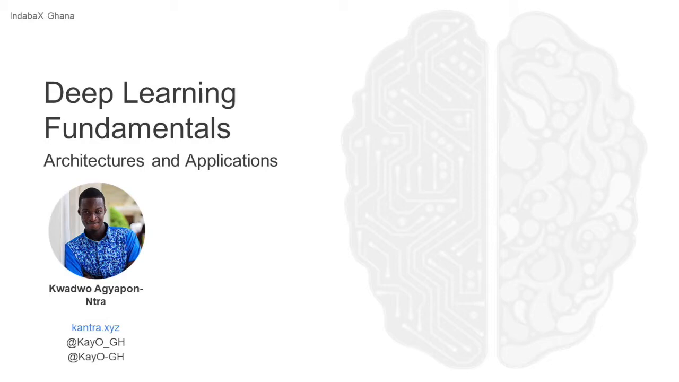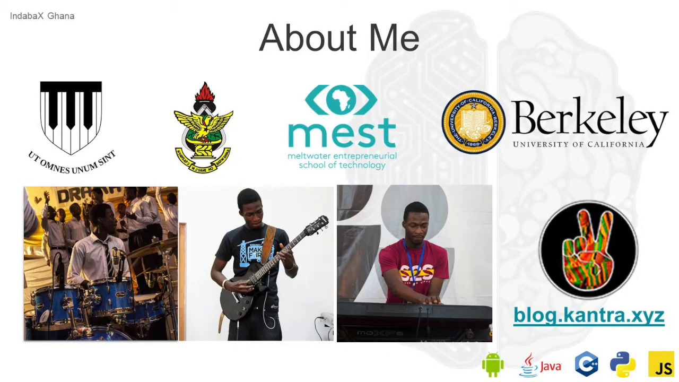All right, so a little about me. I went to Motown, from Motown to KNUST. I'm currently at MEST, and I was recently accepted into UC Berkeley to study data science. So hopefully by the end of the year, I mean, even if I can't pay for it, I think I'm Berkeley material now.